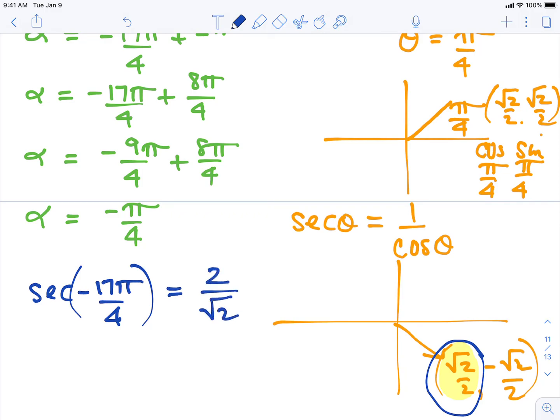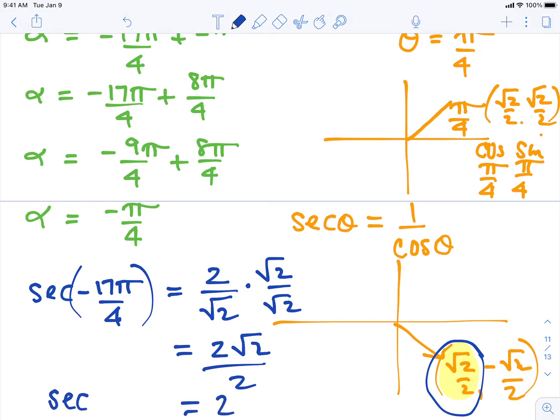And now we rationalize it, multiply across, and then cancel those 2's. So the secant of negative 17 pi over 4 exactly is 2.